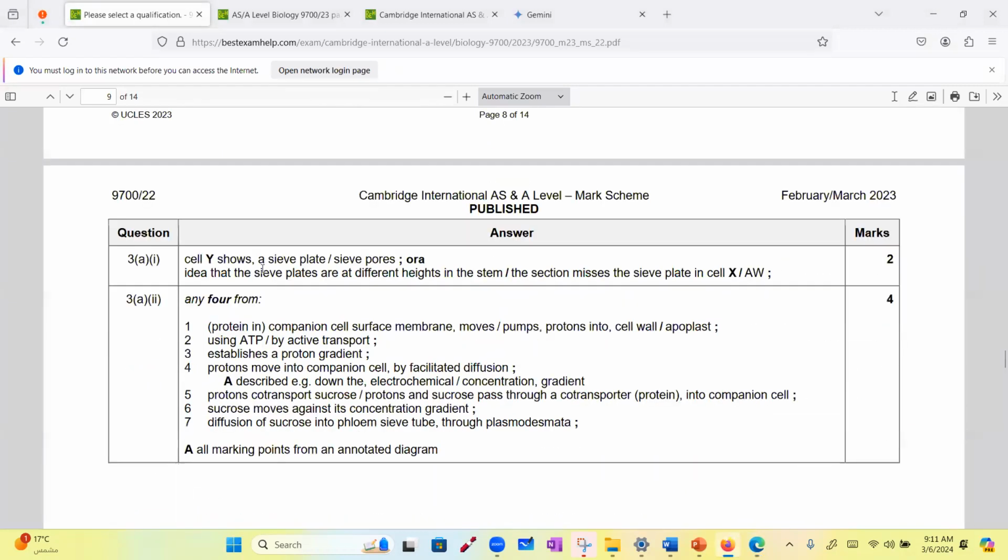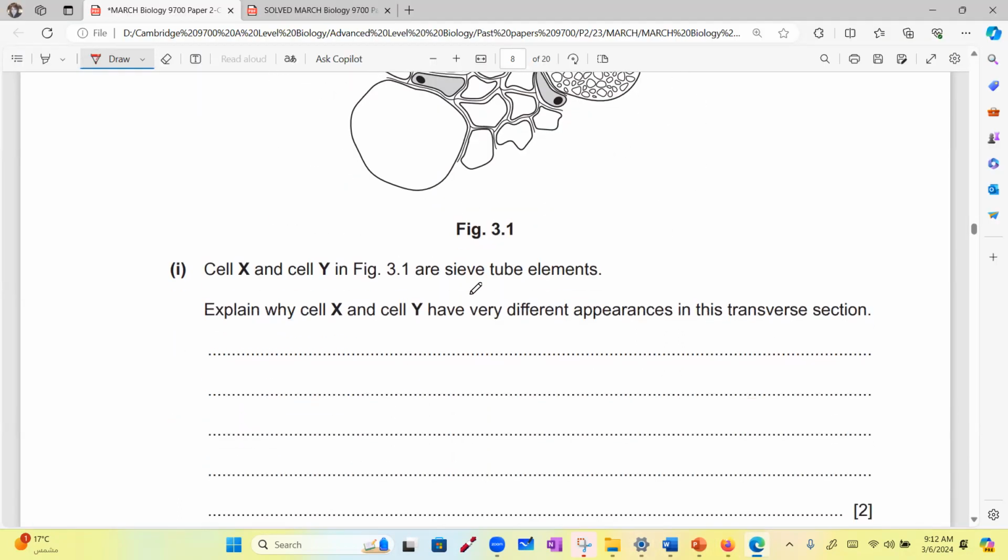Let's look here. Cell Y shows a sieve plate. Idea that the sieve plates are at different heights in the stem. So one of the cells shows the sieve plate, and another cell does not show the sieve plate. Easy? Okay? These are easy questions. Up to now, only one question that I thought was not.